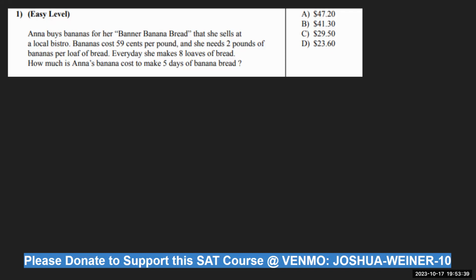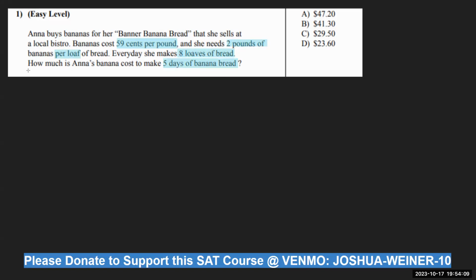Question number 1 reads, it's a word problem, but easy level. Anna buys bananas for her banana bread. She sells at a local bistro. Bananas cost 59 cents per pound, and she needs 2 pounds to make 1 loaf. Every day she makes 8 loaves of bread. How much is Anna's cost to make 5 days of banana bread?